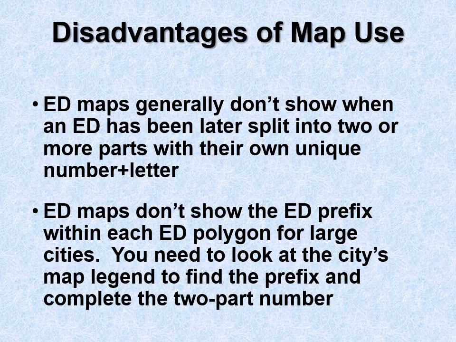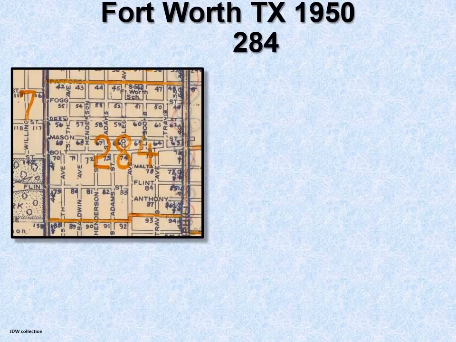ED maps don't show the ED prefix within each of the ED polygons for large cities. You need to look at the city's map legend to find the prefix and complete the 2-part number. I'll show you examples of that later. In fact, here's the example.